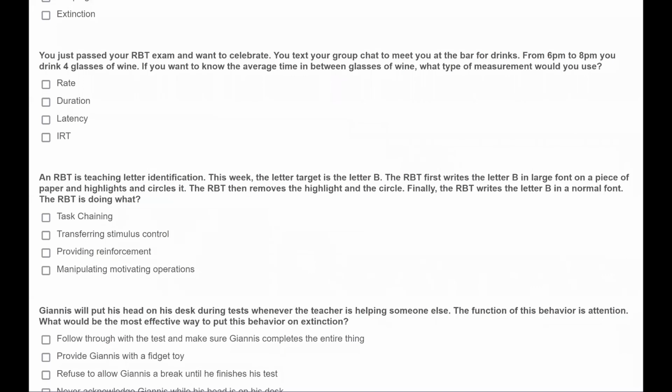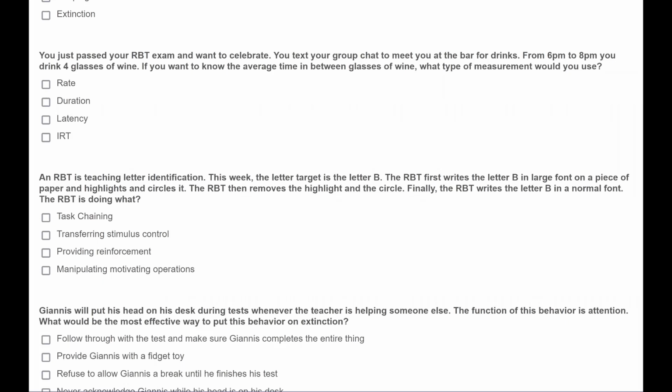You just passed your RBT exam and want to celebrate. You text your group chat to meet you at the bar for drinks. From 6 p.m. to 8 p.m., you drink 4 glasses of wine. If you want to know the average time in between glasses of wine, what type of measurement would you use? So we're looking at some sort of measurement question here, right? And we want to know the average time in between glasses of wine.